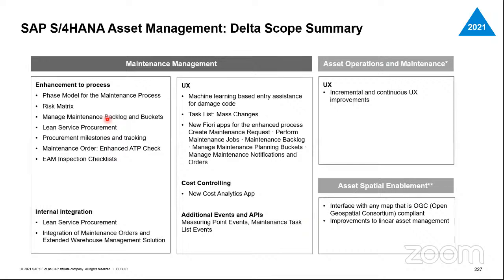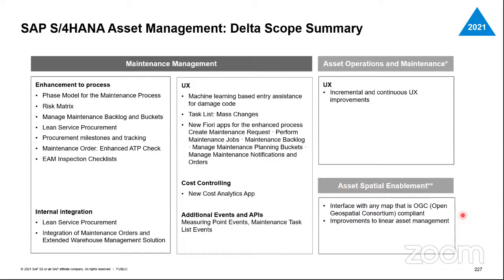Internal integration with lean service procurement. Lean service procurement came in earlier so that you have simplified timesheets, etc., and you can have a leaner service procurement process. Changes to UX across this, both maintenance as well as extended maintenance functionalities.